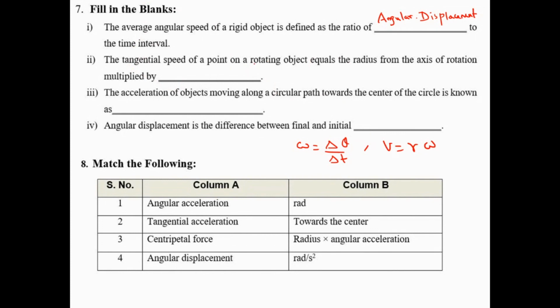So what is given? Tangential speed equals radius from the axis of rotation multiplied by. So this is your radius, which is multiplied by what? Omega. What is omega? Omega is the angular speed. Am I right? Angular speed. Clear?